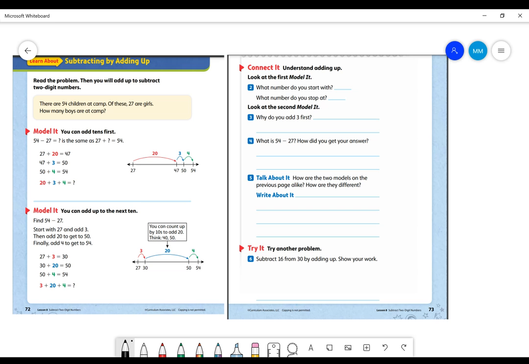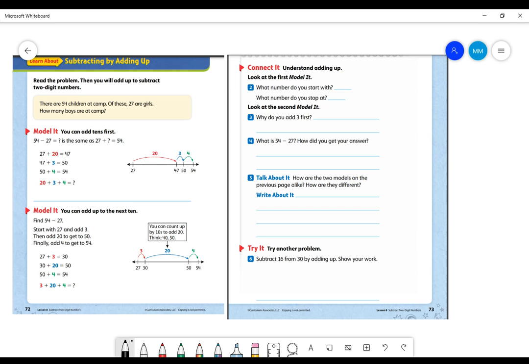It says, there are 54 children at camp. Of these 54 children, 27 are girls. How many boys are at camp? Now, every time we have a word problem, what do we do? We read it again so we know exactly what it is asking us to do. So I'm going to circle our numbers this time and underline important words that tell us if we are adding, subtracting, comparing, or finding a missing part.